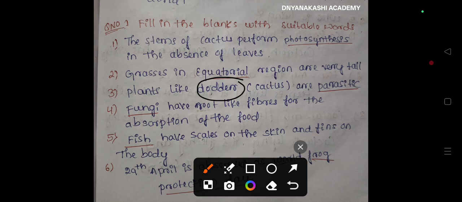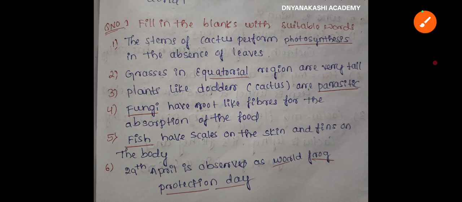And next, the third question: plants like dodder or cactus dash. The plants like dodder are parasitic. Parasitic means they need food and depend upon other plants. Those plants we call parasitic plants.